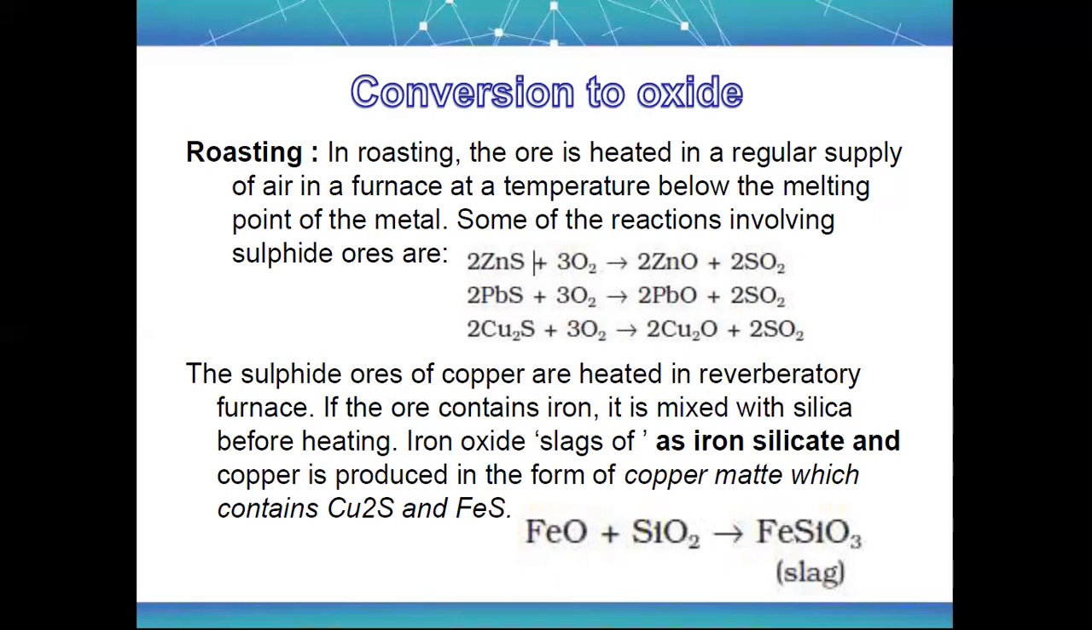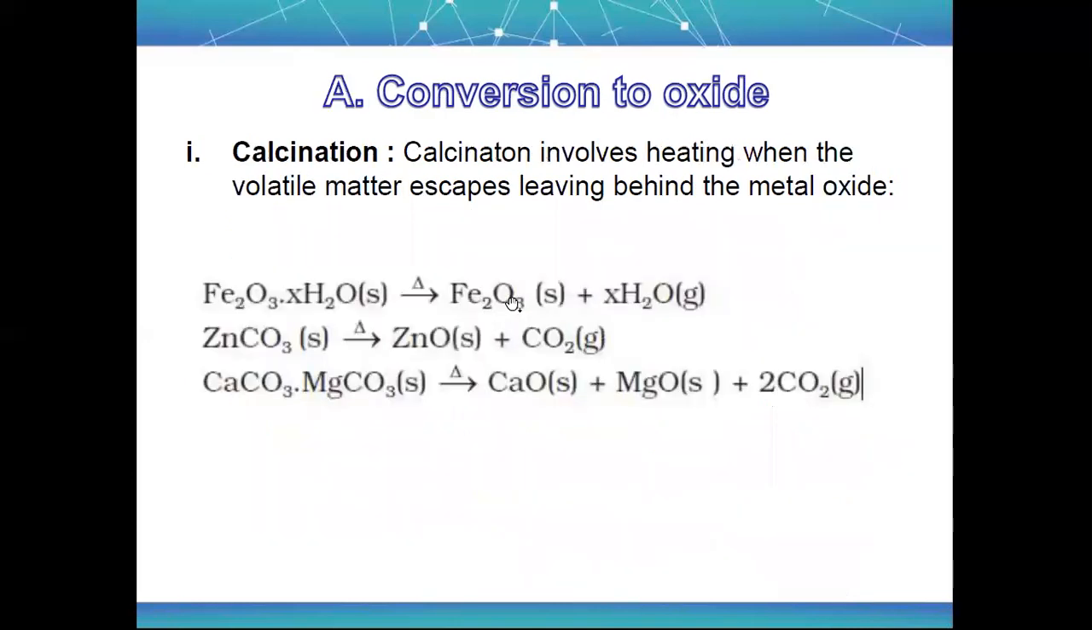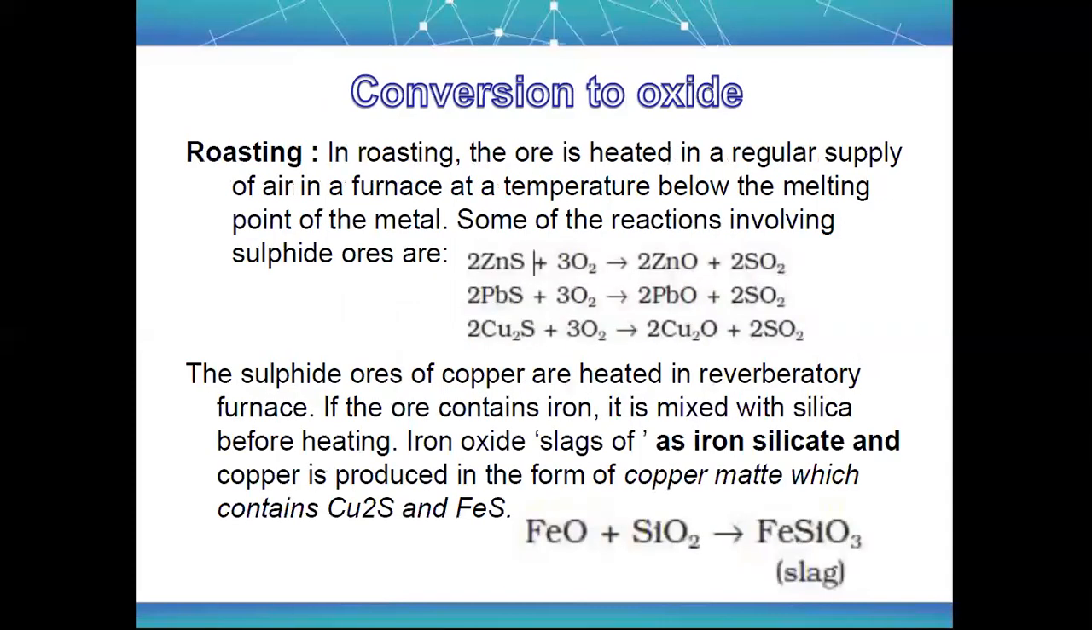If you increase the temperature up to the melting point, the metal will melt and will not be obtained in pure form. Some of the reactions which involve sulfide ores are ZnS plus O2 gives ZnO and SO2. ZnS, these are the sulfide ores. For the carbonates and the water-containing ore, we use calcination, meaning normal heating, and for conversion of sulfide ore to oxide, we use the roasting process.